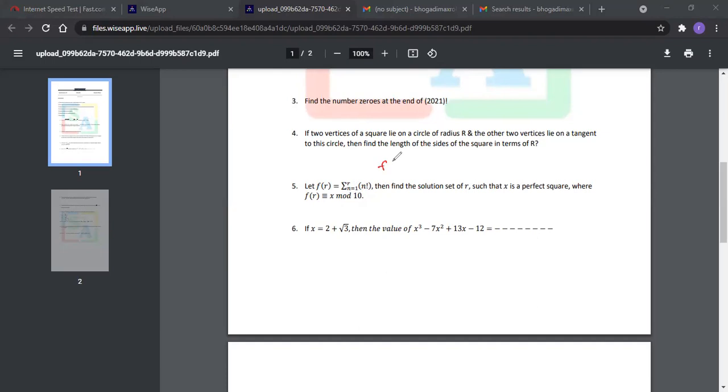So what does it mean? For example, what is f of 2? F of 2 is sigma n equal to 1 to 2 of n factorial, that means 1 factorial plus 2 factorial. If I say f of 3, that means 1 factorial plus 2 factorial plus 3 factorial. So similarly, f of r would mean 1 factorial plus 2 factorial, and so on till r factorial. Now they want you to find the solution set of x, where f of r is congruent to x mod x. Okay, let's see.